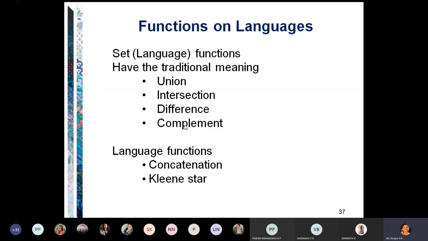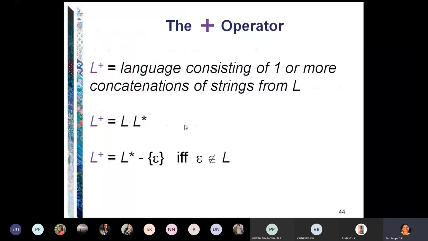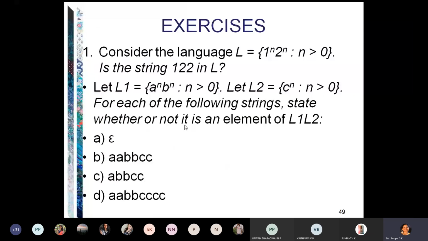Maybe for 1 minute. Problems are there. I will give you one. This one. Take down this exercise. Just tell me the answer, that is also fine. Consider the language L is equal to 1 power n, 2 power n, n is greater than 0. Is the string 1 2 in L?